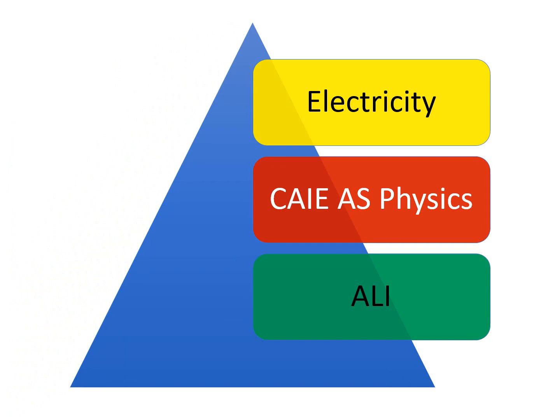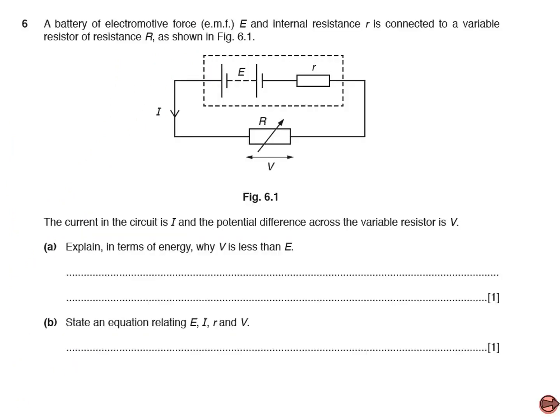Cambridge AS Physics. This question is about electromotive force, EMF, internal resistance and terminal potential difference.